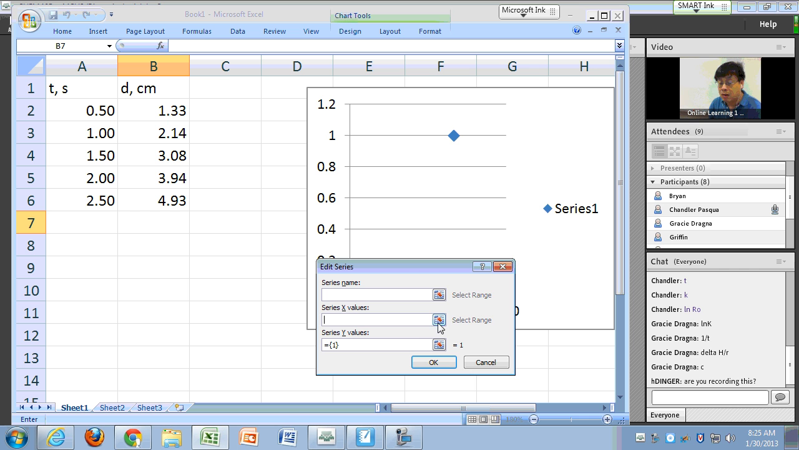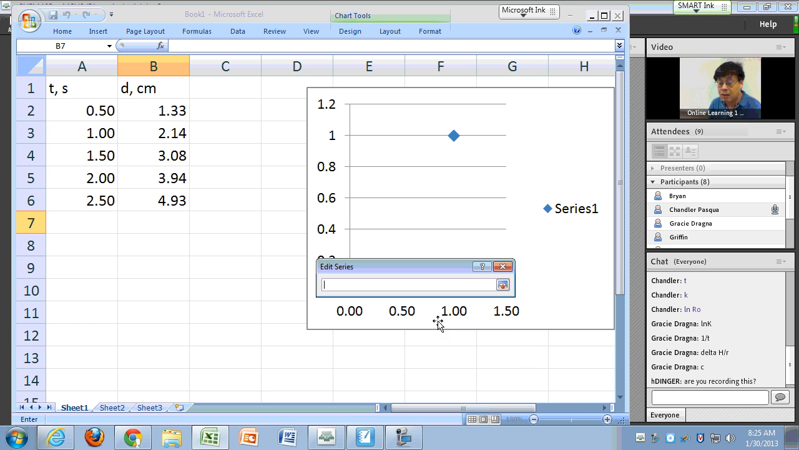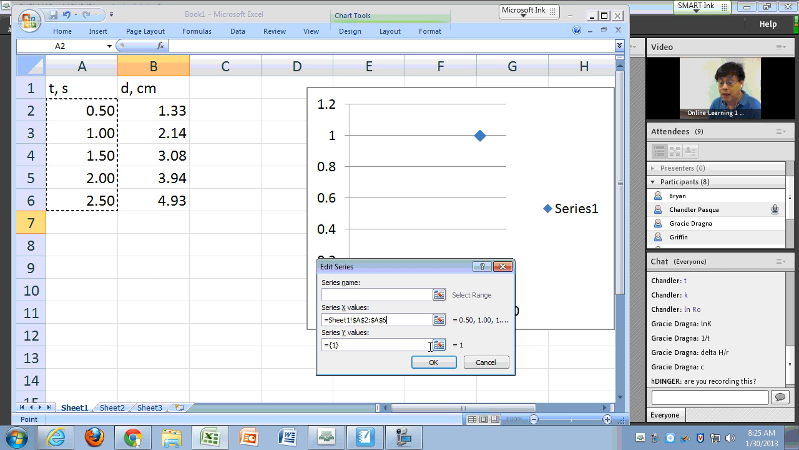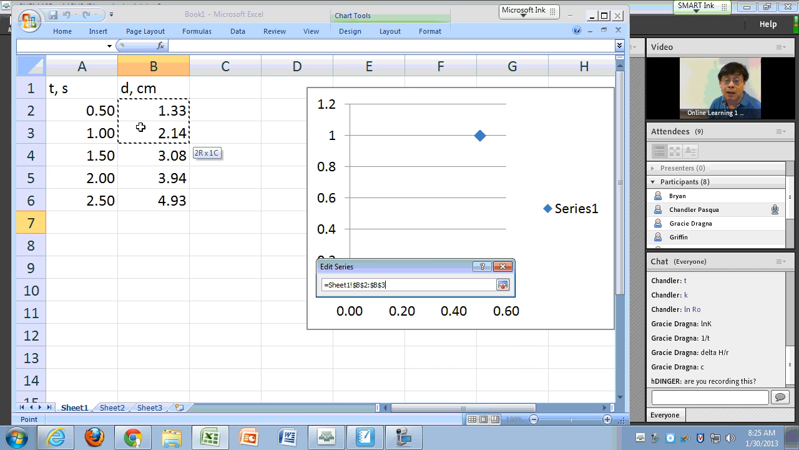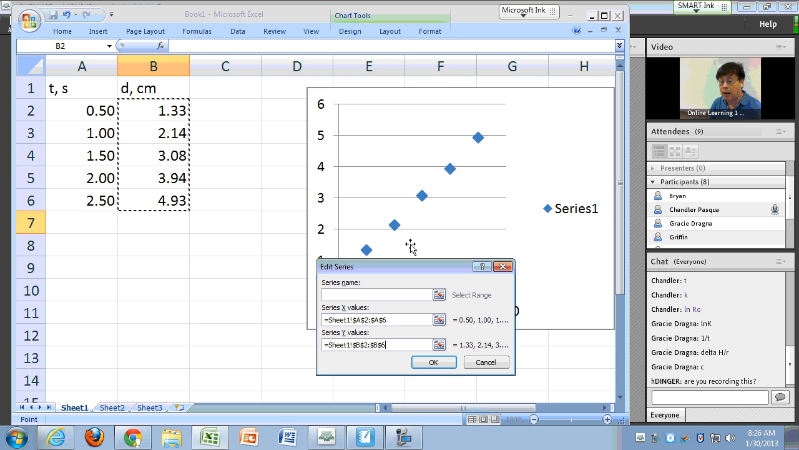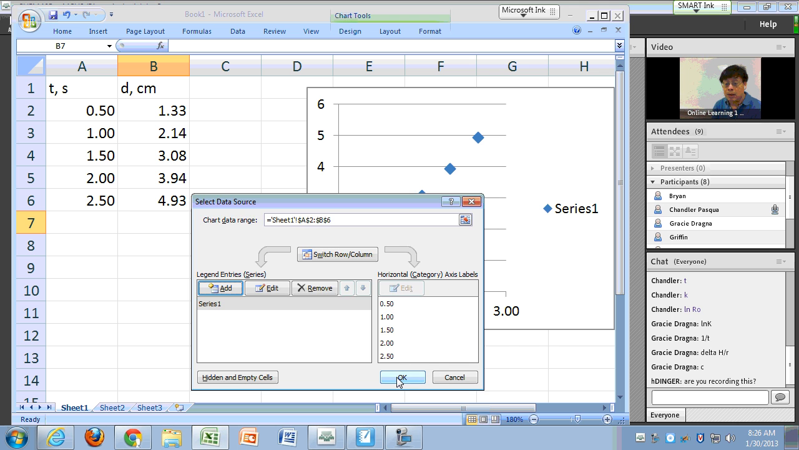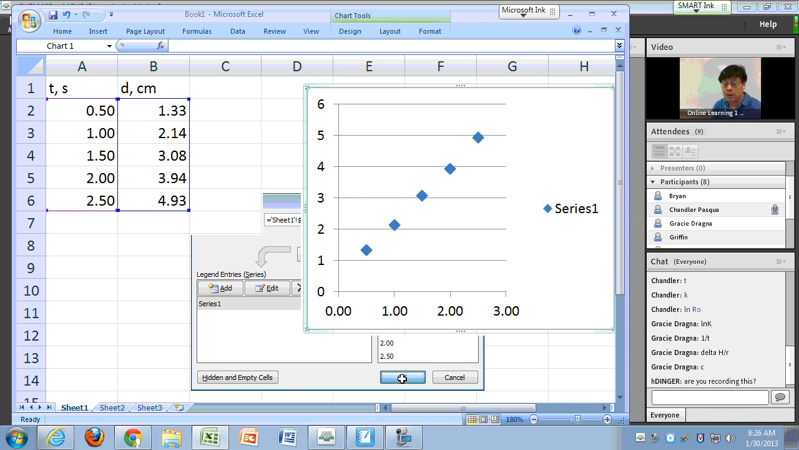If I click on select range right here on this icon, I can pick my X values, which is going to be cells A2 through A6. I'm just going to highlight that. And then I'm going to select my Y values. I'm going to highlight the cells from B2 to B6, column B, row number 2, all the way to row number 6. And that's the data that I want graphed. Okay? So I'm going to hit OK, and so that's my chart on Excel.